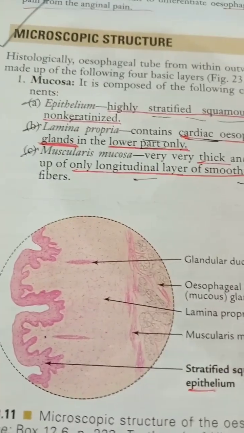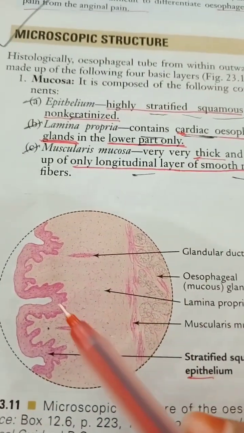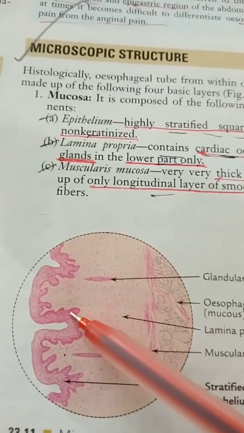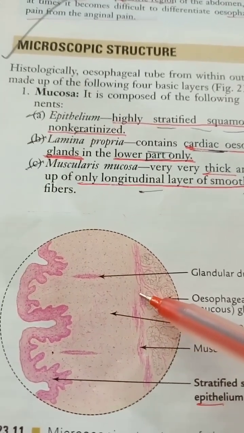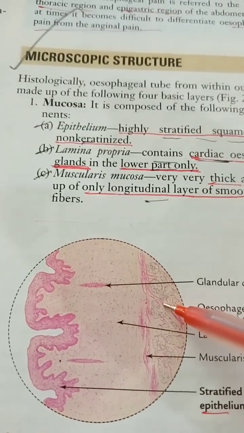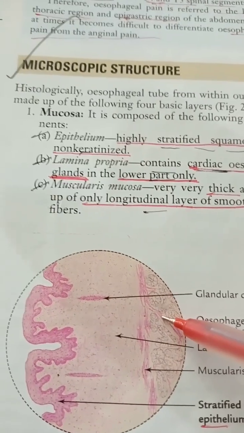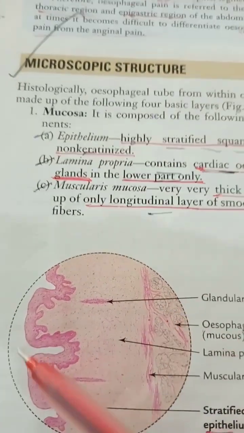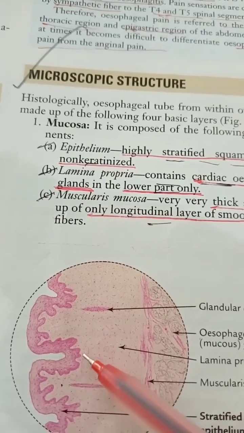Now the microscopic structure of the esophagus, from within outwards, that is from the lumen outwards. Here there is the mucosa, then the submucosa, then the muscle layer, and the outermost is the fibrous layer, which is known as adventitia. The mucosa is again divided into three parts.